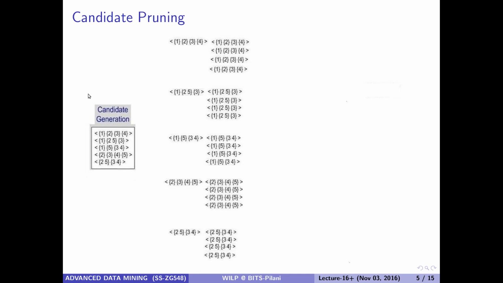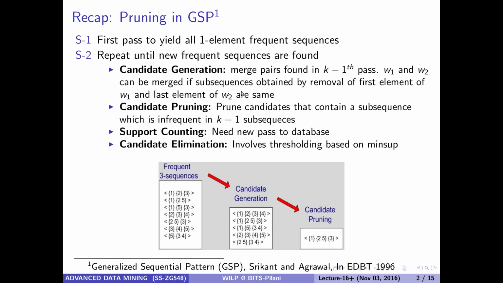So how do we do that? Take the first item, okay? I would take 1 2 3 4 and try to see whether it should be pruned or not. I am going to find out how many subsequences it can generate. For all of the subsequences that it generates, we want to find out if there is enough support available in the k minus 1 set or not. What does this mean? Look, this was the condition. Candidate pruning: prune a candidate that contains a subsequence which is infrequent in the k minus 1 subsequences.